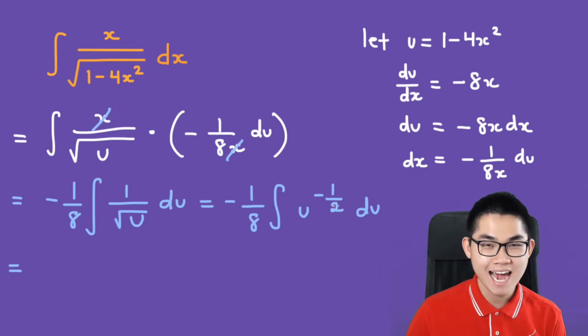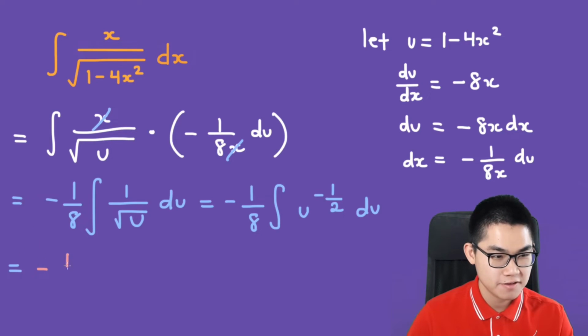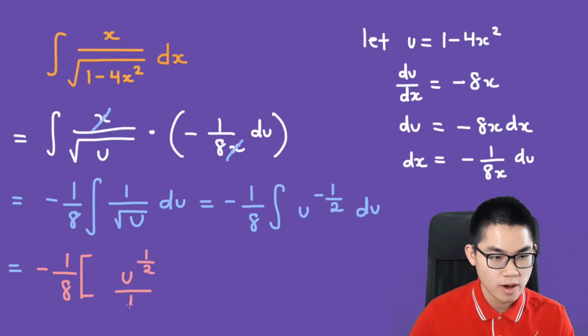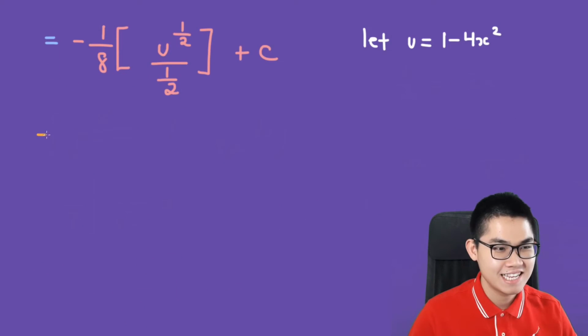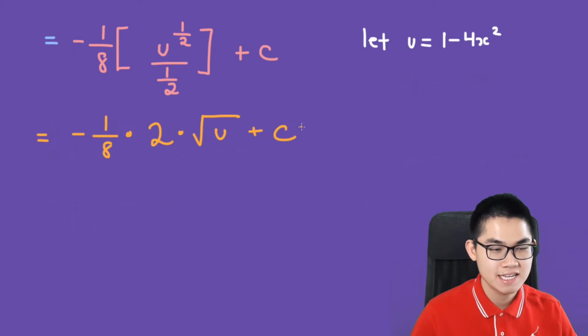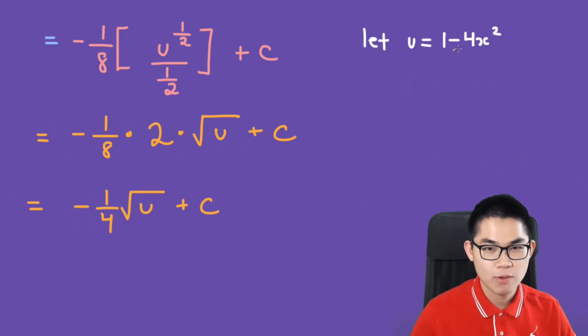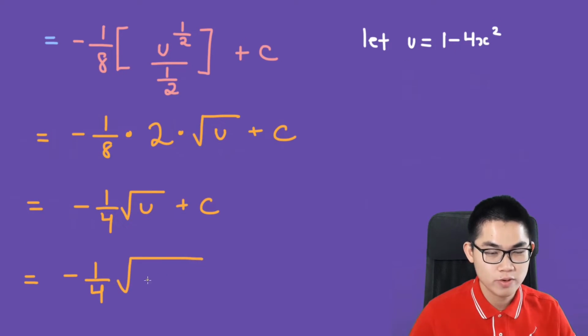And we need to find the antiderivative of u to the power of negative 1 over 2. So here we have negative 1 over 8 times the antiderivative of this, which is u to the power of positive 1 over 2 over 1 over 2 plus c. This is the same as negative 1 over 8 times 2 times the square root of u plus c. So this is negative 1 over 4 times the square root of u plus c. And we put the u back with the x. So we have negative 1 over 4 times the square root of 1 minus 4x to the power of 2 plus c.